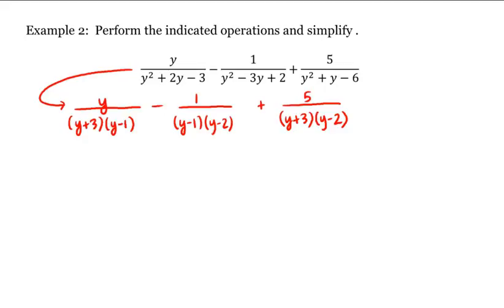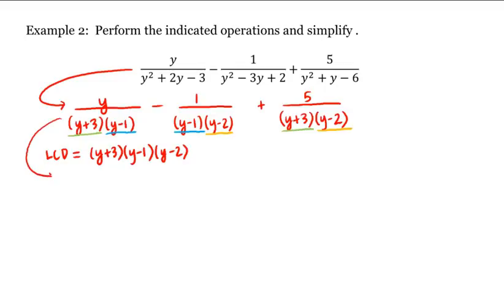All right, so what is the LCD here? We see that this y plus 3 is a common factor to two different denominators, which means we only need to include it once in the LCD. Same with this y minus 1, as well as the y minus 2. Which means that the LCD is the product of those three binomials. So y plus 3 times y minus 1 times y minus 2.